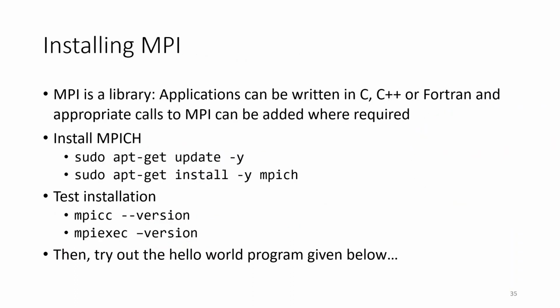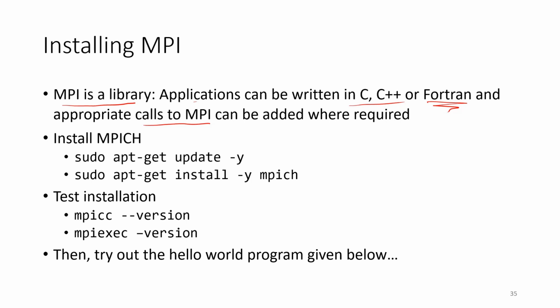So first of all, how to install MPI. As I told you in the previous introductory video, MPI is a library. So the applications can be written in C, C++, or Fortran. And Fortran just because it's very known in scientific calculations. So it's still used nowadays in many scientific applications and research projects. The application can make appropriate calls to MPI routines where required.